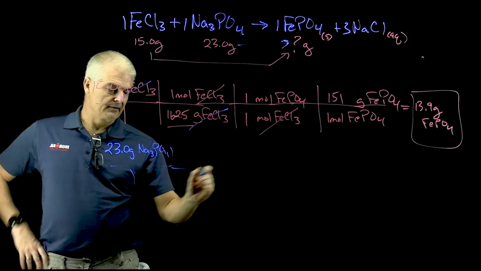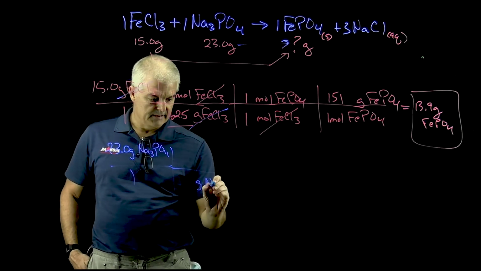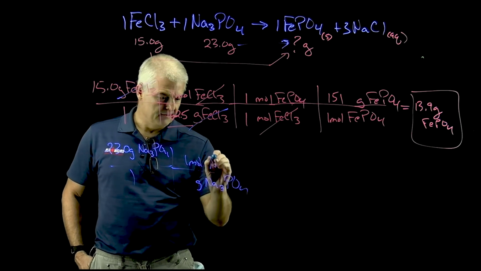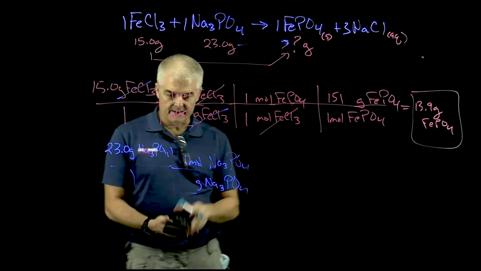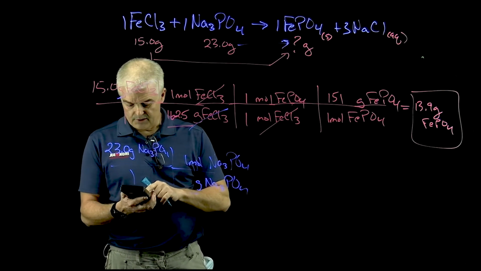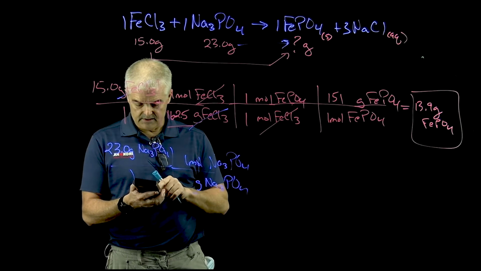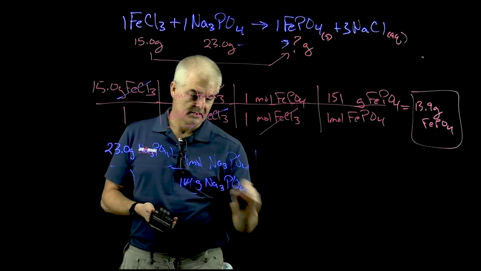Make sure I'm labeling everything. Then I'm going to say grams of Na3PO4 in 1 mole of Na3PO4. And this is going to be from the periodic table. Sodium weighs 23. 23 times 3 plus 31 plus 16 times 4 gives me 164 grams.